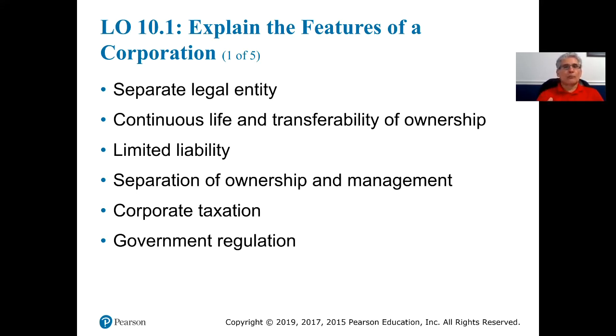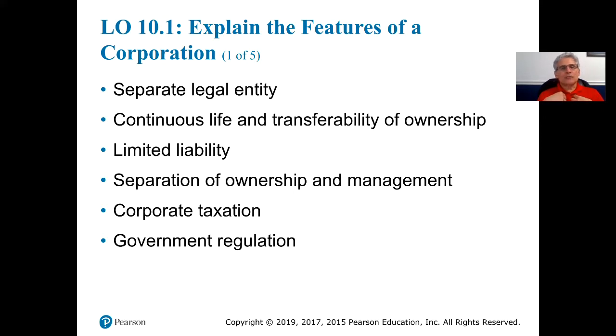When the corporation decides to acquire a loan, a bank or lending institution or whoever it may be issues the loan based upon the integrity of just the company, not the owners. So you can buy stock in a company and not worry that somebody's going to come after you for your personal assets. The fourth bullet point, separation of ownership and management.